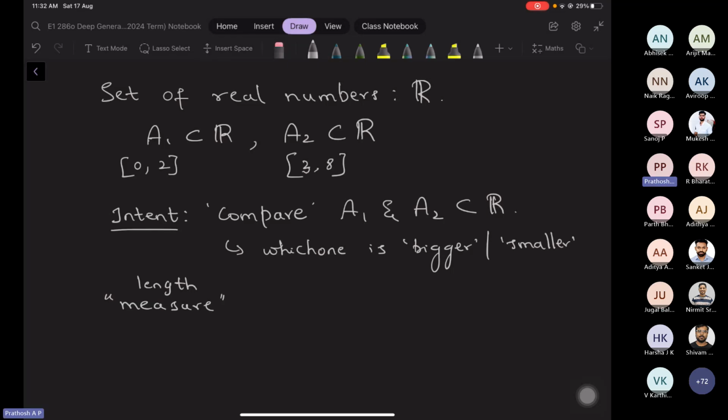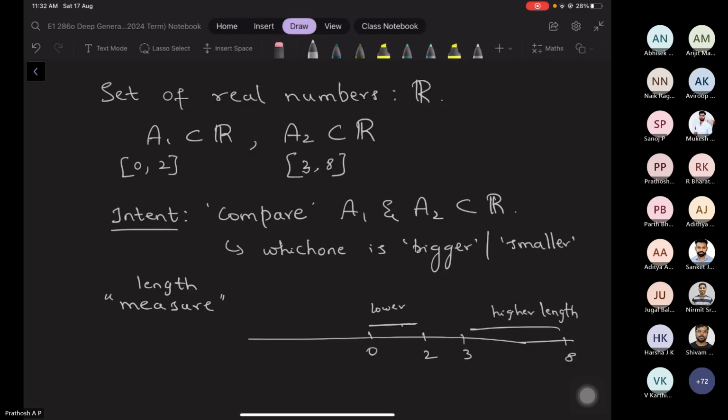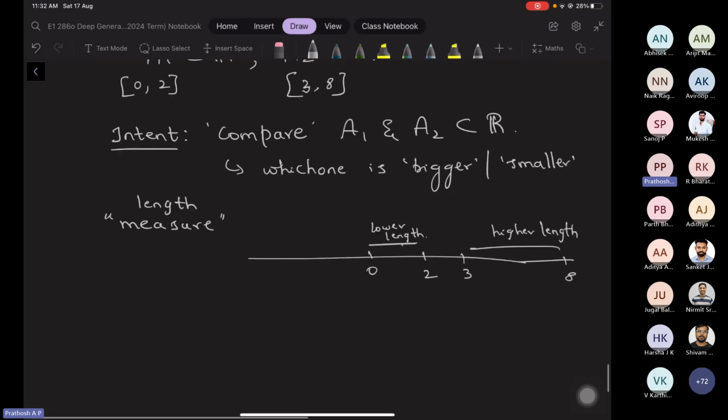Okay, so now you represent these two sets on a number line. So this is 0 to 2 and this is 3 to 8. Okay, now this line has a higher length compared to this line, correct? Do all of you agree with this, right? So basically, what we are saying is, how do you generalize this idea?